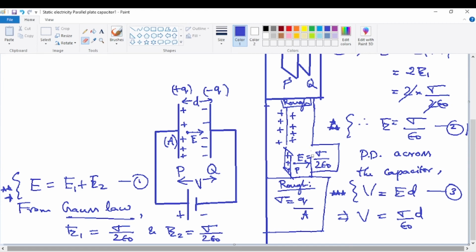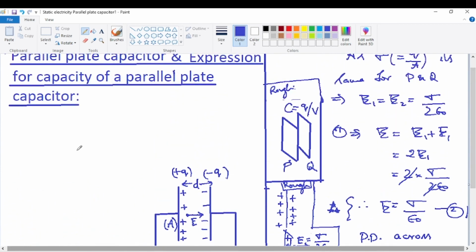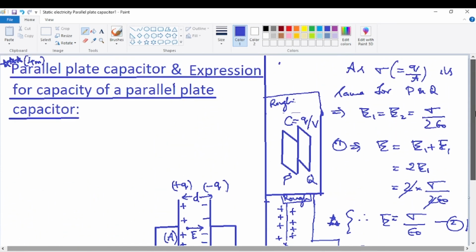Now how to write the running notes? Running notes is very simple. I'm just making it simpler here. The derivation will come as it is, without any change, but just 2 or 3 introduction lines should be given. Firstly, the parallel plate capacitor definition. This is the definition of the parallel plate capacitor, and that will come here first. It is a capacitor.